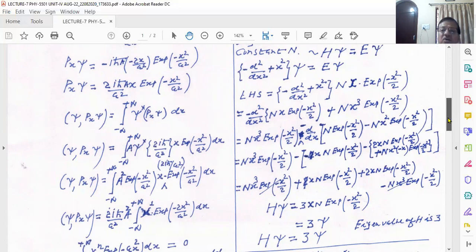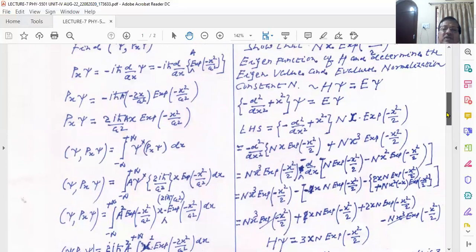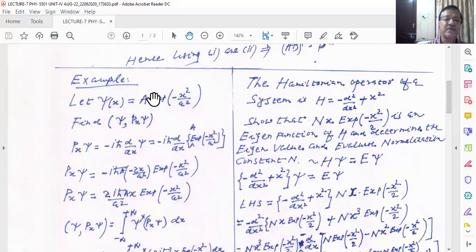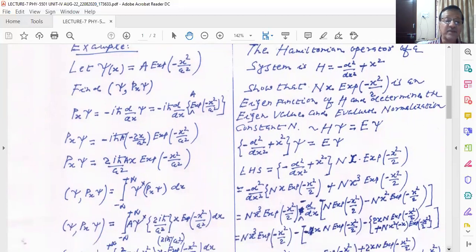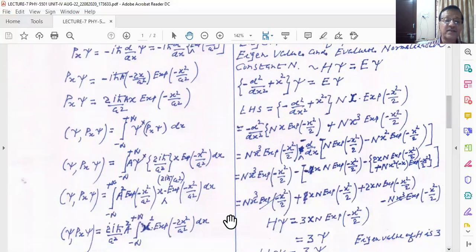You see your psi is here, so I will show you your psi. This is your psi. Once again it carries an exponential of minus x square over a square. That psi I'm keeping here, right? And that is why you have a into a gives you a square, exponential of minus x square over a square, and then this factor x, 2i h cross over a square, this factor exponential of minus x square over a square.